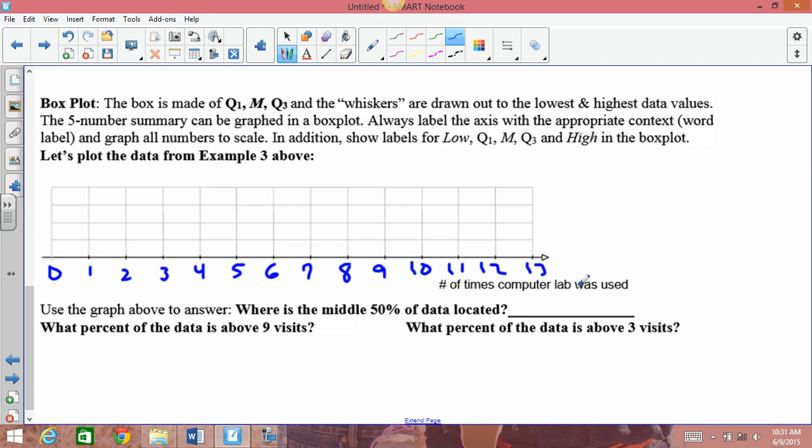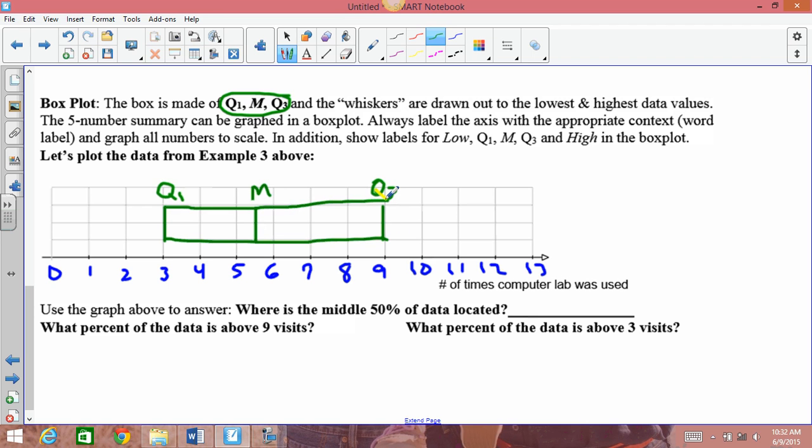You always label it like you would a typical graph. So these numbers down here on the x-axis represent the number of times that the computer lab has been used. The box is always formed by your three quartiles, your quartile 1, your median, and your quartile 3. So you would have found then that quartile 1 was 3 visits to the computer lab. The median was 5.5, and then Q3 was 9 visits. And then form a box with those 3 data points. And then I'm also going to go up here and label that's Q1, the median, and Q3.